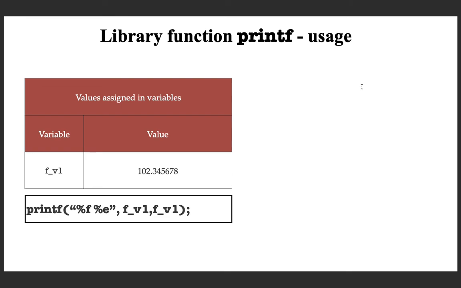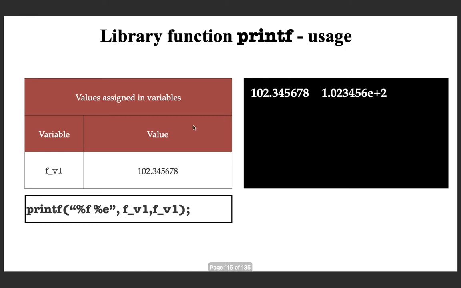Another use case, here there is a single floating point value in the memory using this variable. I am printing it using %f and %e. What is the difference? With %f, I am just getting that printed. When I use %e, I am getting it like this, using an exponent.